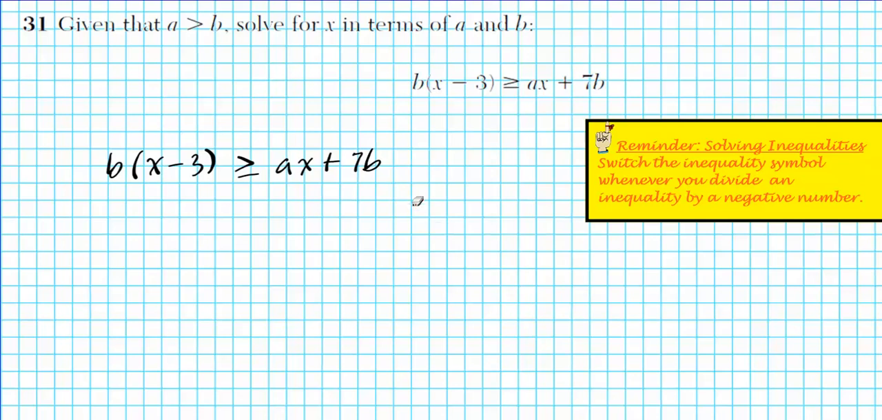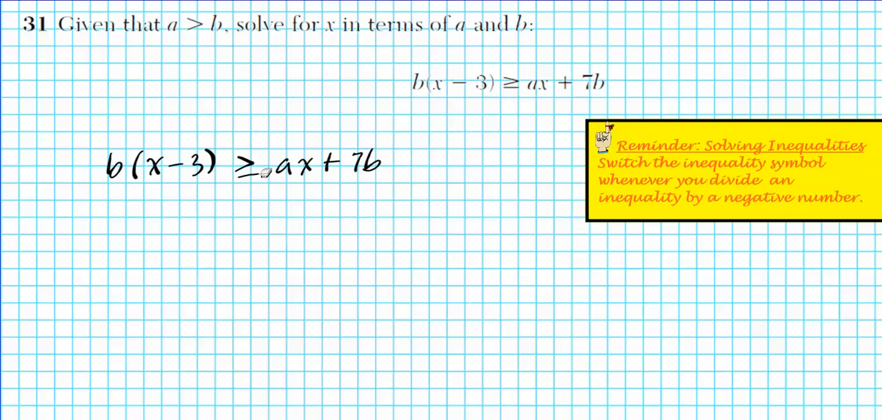Now, one reminder that you want to keep in mind when solving inequalities is that anytime you divide by a negative number, you have to reverse the orientation of your inequality symbol. Okay, so let's keep that in mind. Anytime we have to divide by something here, we have to check to make sure that it is positive. If it's not positive, then we have to reverse the direction of our inequality to compensate for that division.